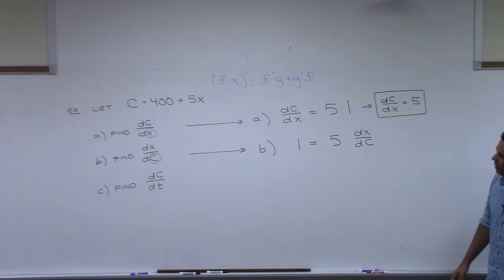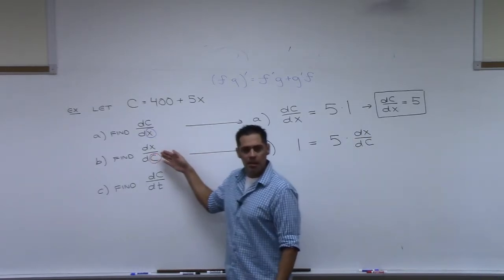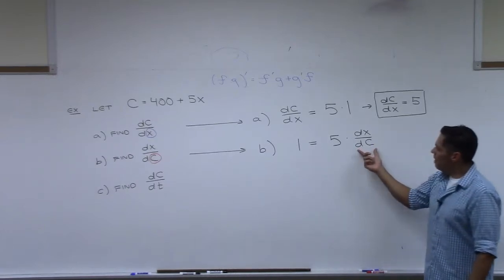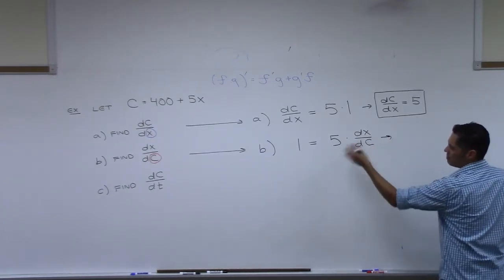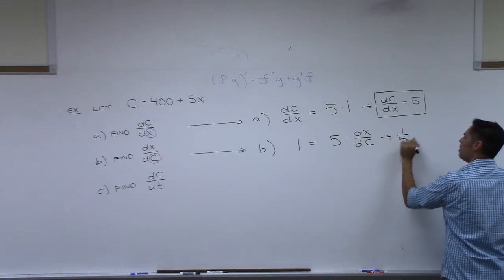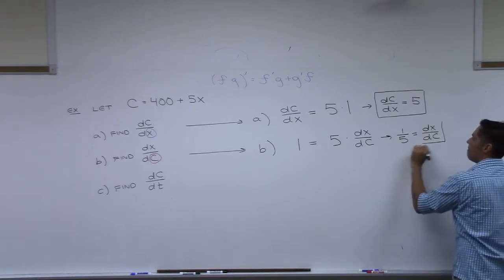And what am I trying to solve for here? I want a dx dc, right? There it is. So I need it by itself. So how do we get rid of that 5? Just divide both sides by 5? So 1/5 is dx dc.